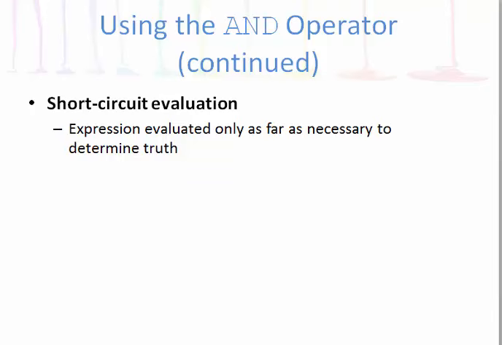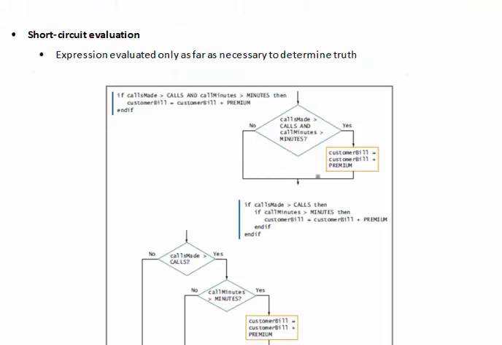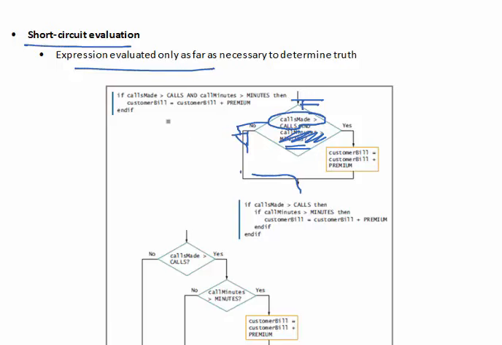Your AND condition is basically a short circuit evaluation. So the expression is evaluated only as far as necessary to determine the truth. What I mean by as far as necessary is that we're going to ask this question first, calls made greater than calls. If that is true, then we ask the next question. But if that is false, then we're not even going to ask the next question. We just go straight on with the rest of our program. That is what I mean by the short circuit evaluation.